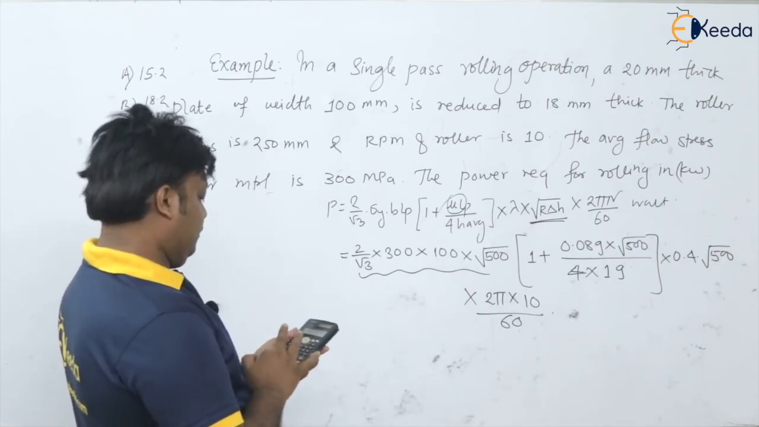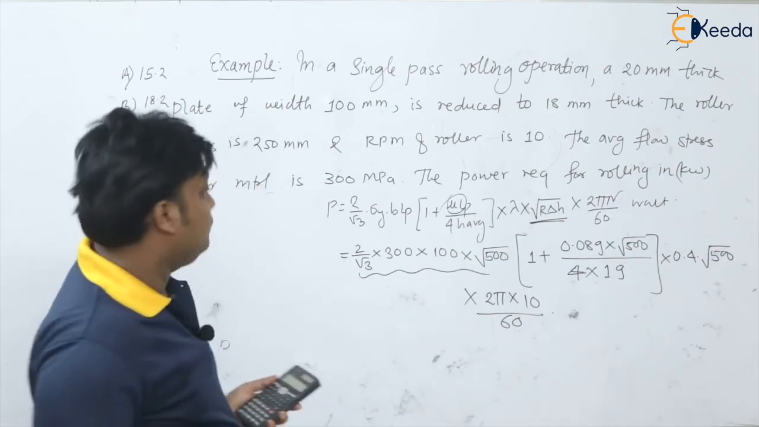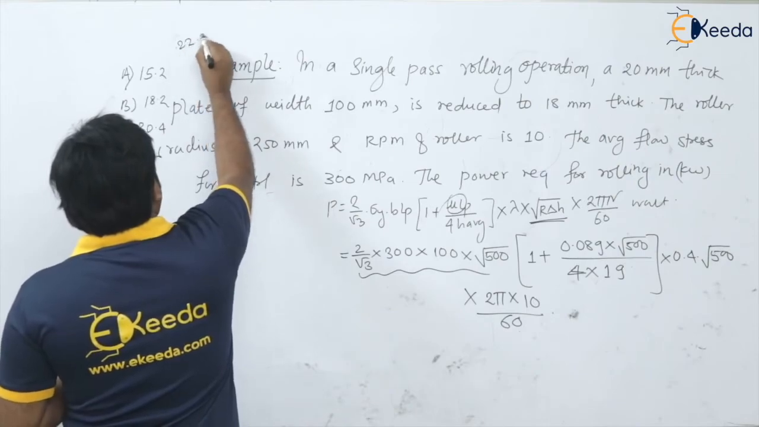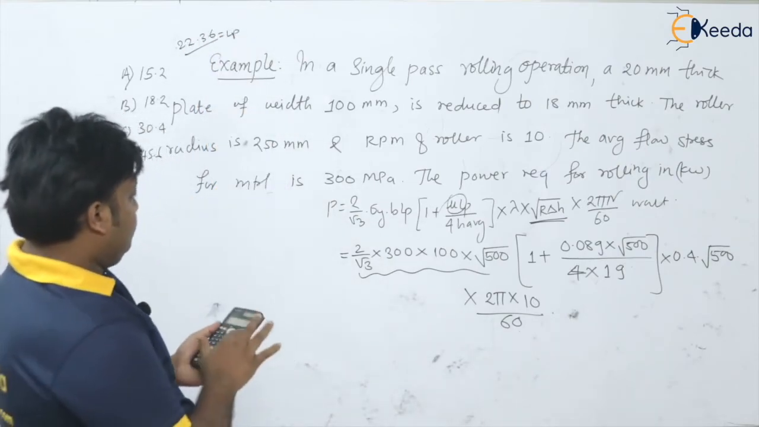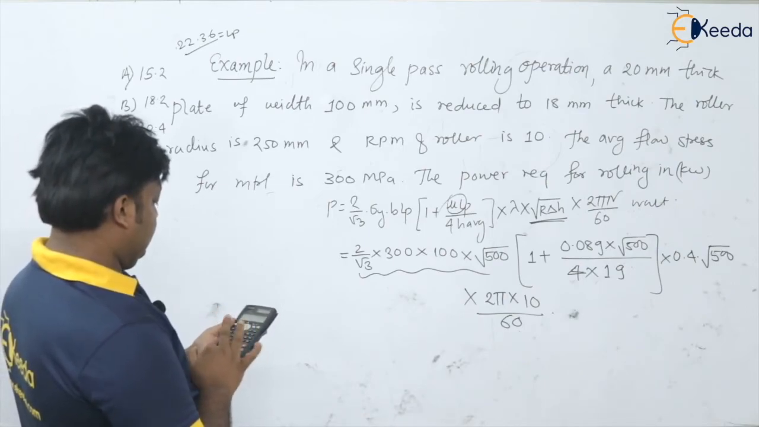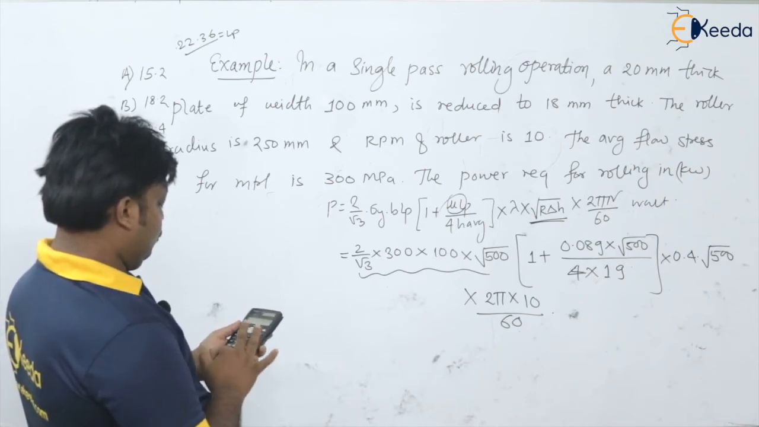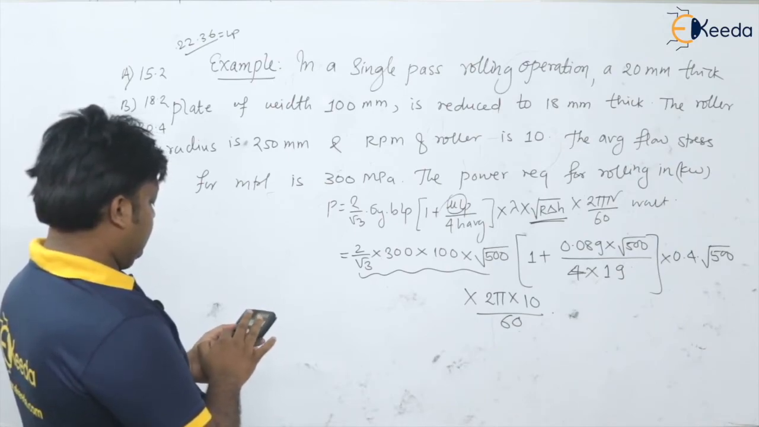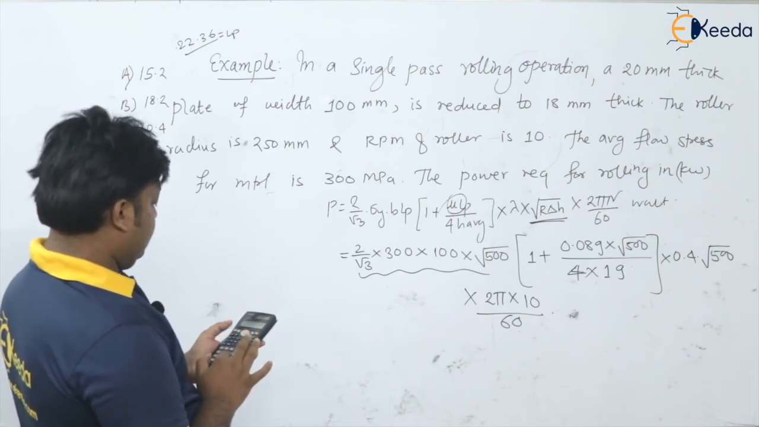Root of 500 is 22.36. I will write here, this is our LP value. So 22.36 multiplied by 300 into 100 into 2 divided by root of 3.